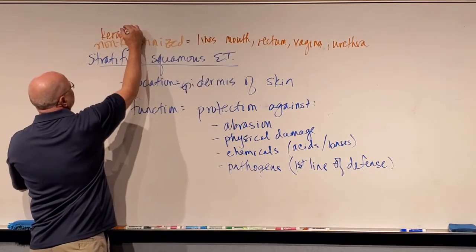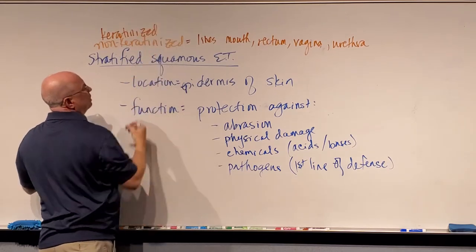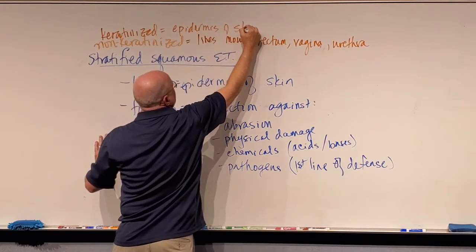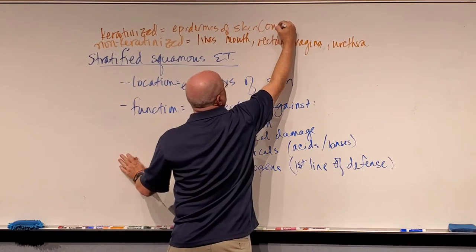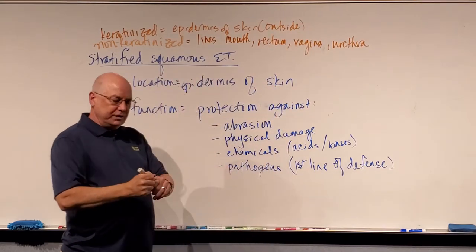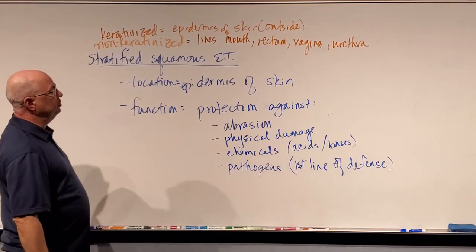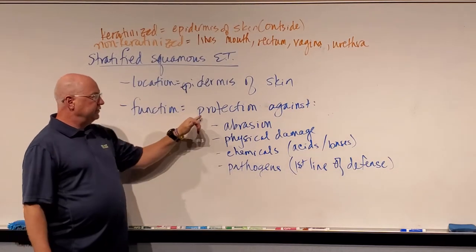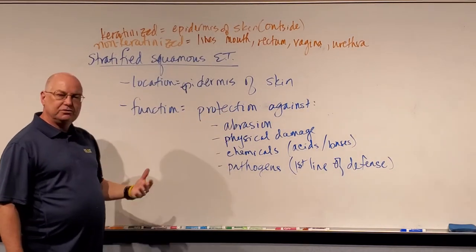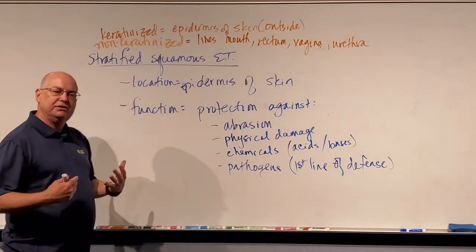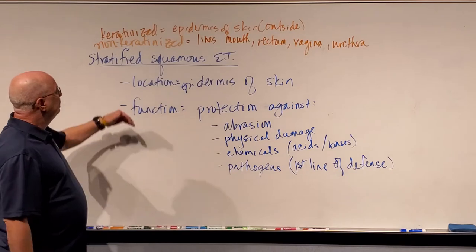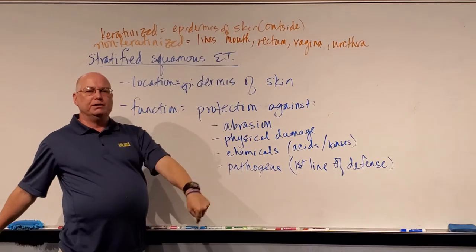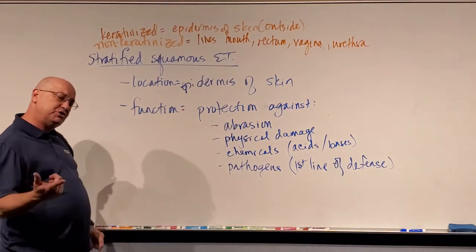There's another type of stratified squamous epithelium called keratinized stratified squamous epithelium, and that is found in the epidermis of the skin. But think of it on the outside, where you can actually reach in and touch without sticking your finger in an orifice or an opening, okay? So, stratified squamous epithelium is in the epidermis of the skin. Its function is protection against abrasion, physical damage, harmful chemicals, and pathogens like bacteria and virus and things that can cause pathology. There's a keratinized found in the epidermis, and there's non-keratinized found in the openings of the body, okay? So now, we're done with stratified squamous epithelium.